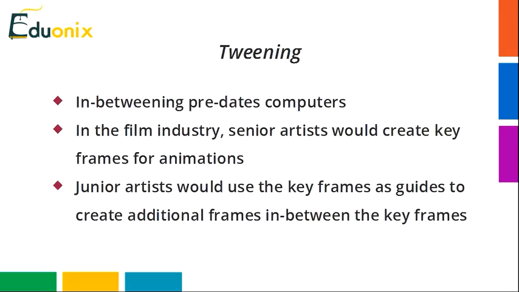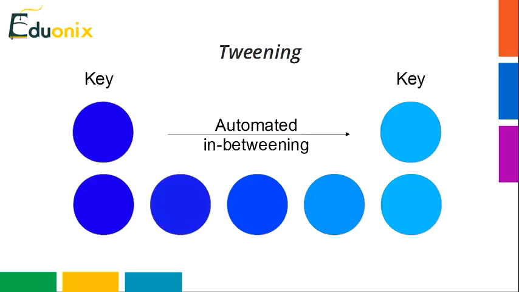And these wouldn't necessarily be frames that were directly after each other. They would leave the frames in between for junior artists to use those keyframes that the senior artists had created as guides, and then the junior artist would create additional frames in between them, and that was known as in-betweening. So Flash still uses the term keyframe, and almost in-betweening it's using the word tweening instead, which is an automated process. So let's have a look at this tweening.